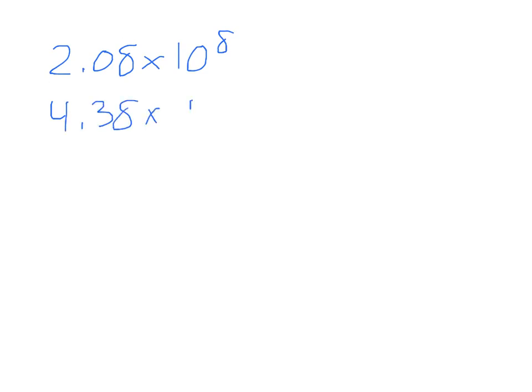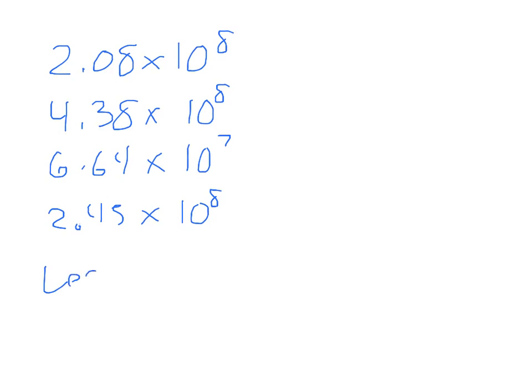Now, the last thing we need to talk about is ordering of numbers in scientific notation. Because sometimes we're given a group of numbers and we want to know, are they in order from least to greatest? So, for example, let's take a look at the following. If I gave you 2.08 times 10 to the 8th and 4.38 times 10 to the 8th and 6.64 times 10 to the 7th and 2.45 times 10 to the 8th. And I said to you, put these in order from least to greatest.